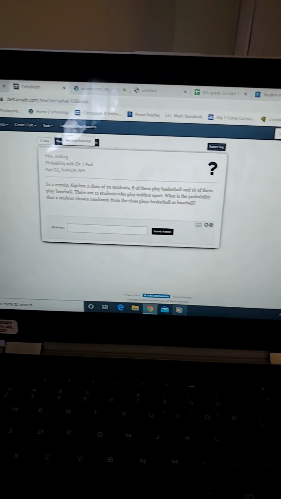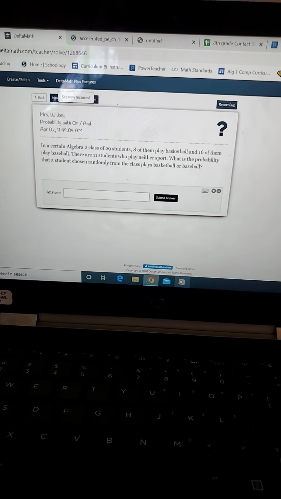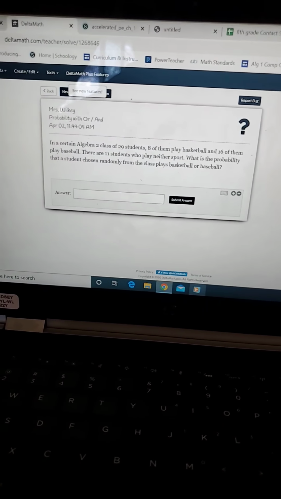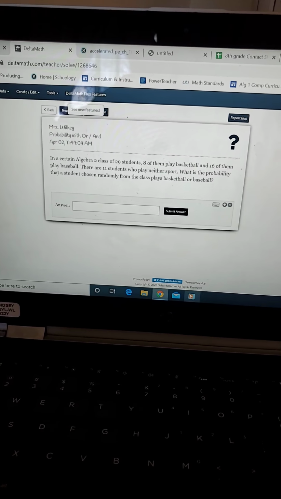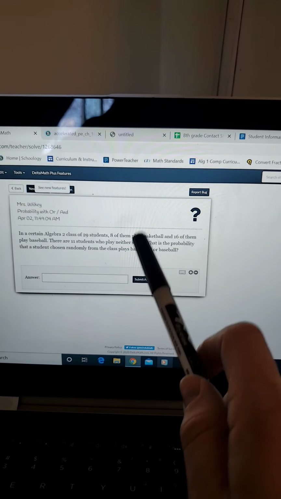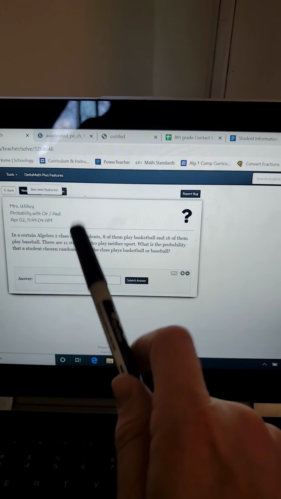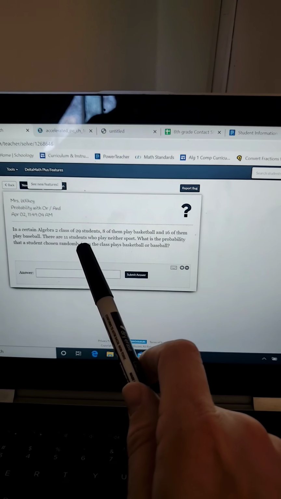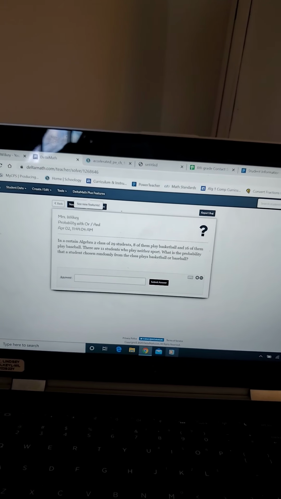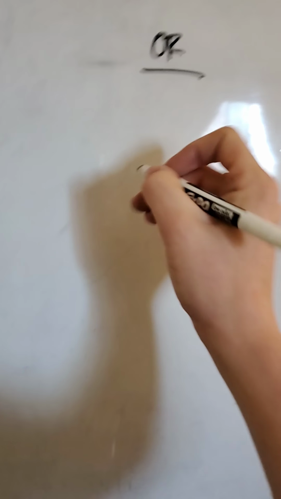And the people that wouldn't have their hand up anymore would be the people that don't play either of those sports, correct? So who doesn't play a sport in this class? Well, 29 students, right? 8 of them play basketball, 16 of them play baseball, 11 students play neither. So that means 29 minus 11 students should be our answer.